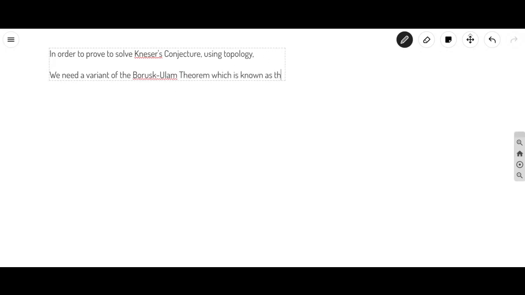Now, here's the part which is interesting. In order to solve Kneser's conjecture using topology, we need a variant of the Borsuk-Ulam theorem, which is known as the... I'm not even sure how to pronounce it. I'm going to maybe show you an interesting book. So let me show you this interesting book.